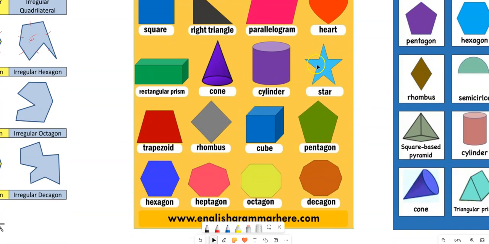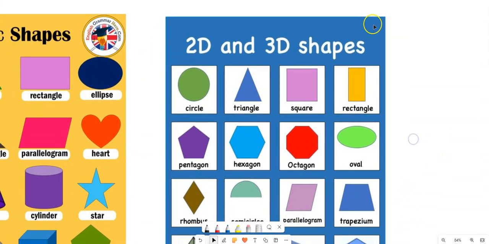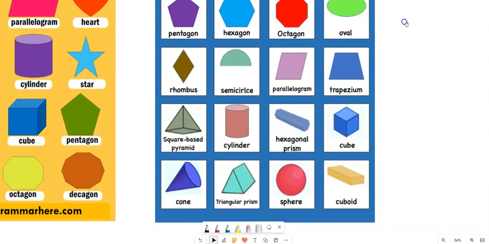We got a question the other day that spoke about what shape we would get inside of this. Trapezoid, rhombus, cube, pentagon, hexagon, heptagon, octagon, decagon. Take another look here. Circle, triangle, square, rectangle, pentagon, hexagon, octagon, oval. We didn't get that one before.